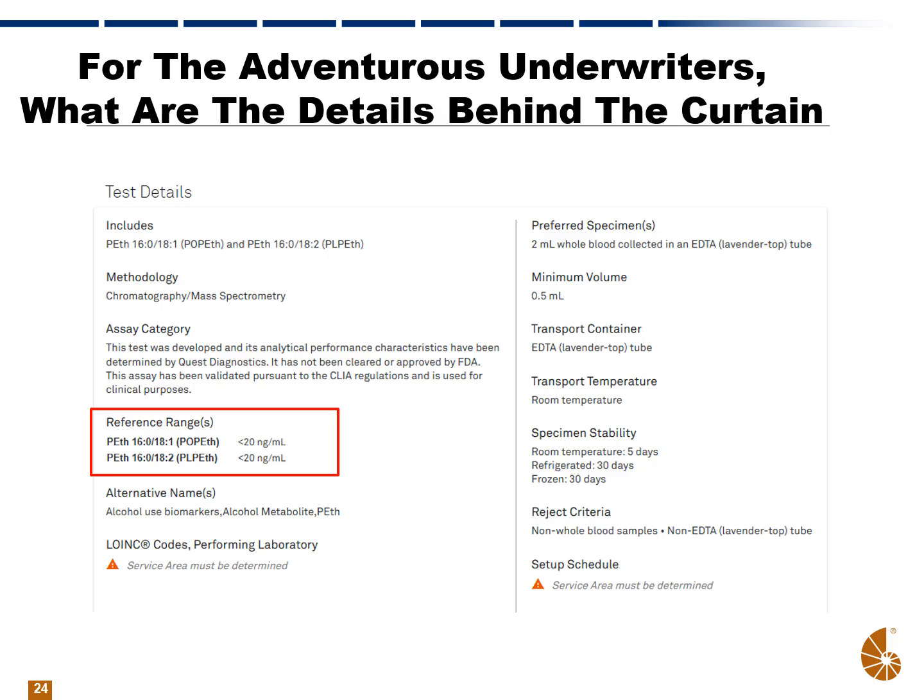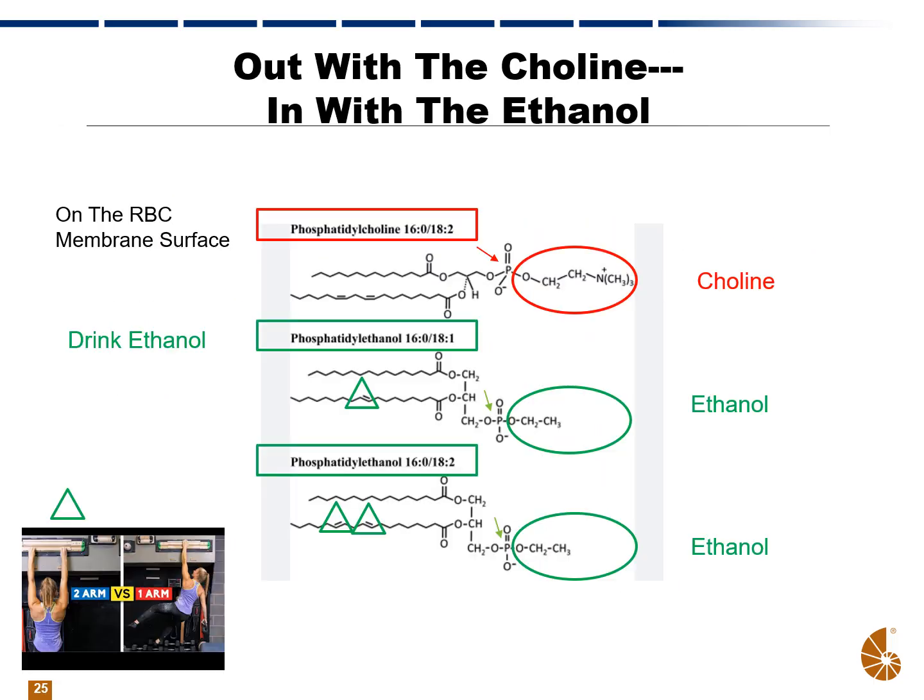And I want to add, for those who are really adventurous and want to understand the details behind the curtain, we talked about these two PEth levels with these funny numbers after them, and that both, if the person is abstinent, should be less than 20. So if you're interested in finding out what those funny numbers mean, stick with me here and we'll go through some slides to help us get the secret details on what those numbers mean.